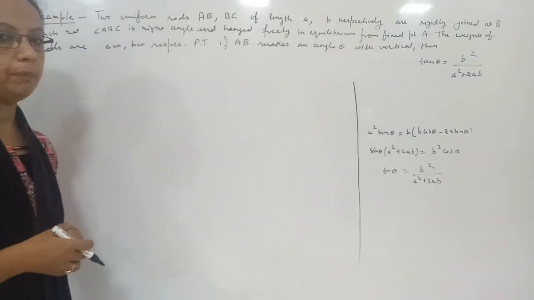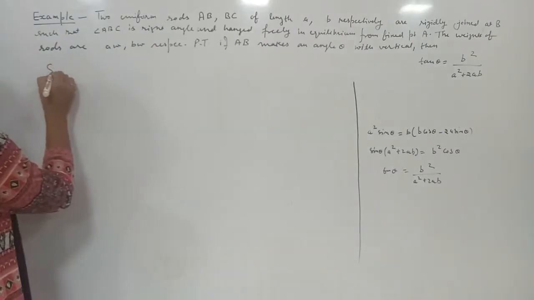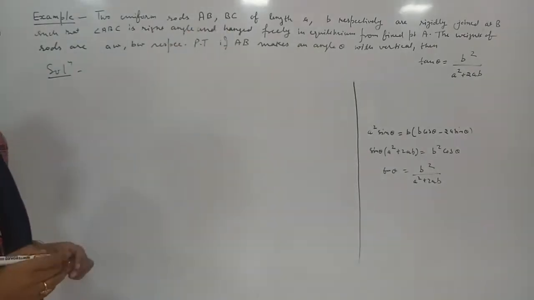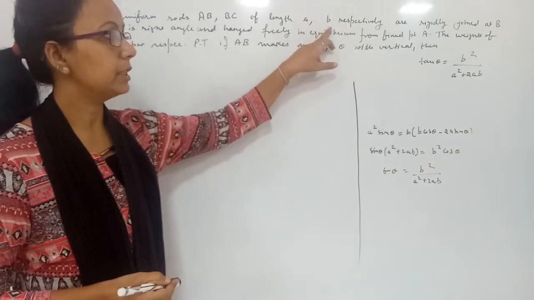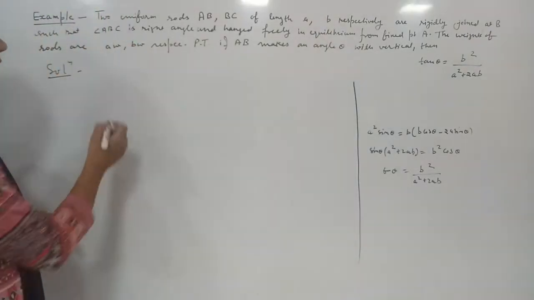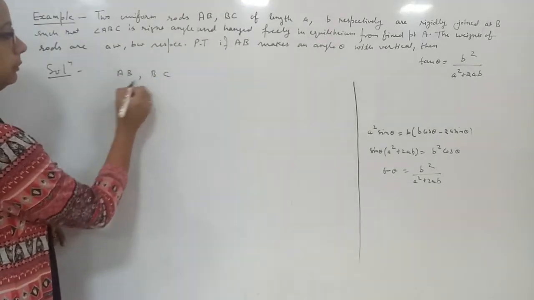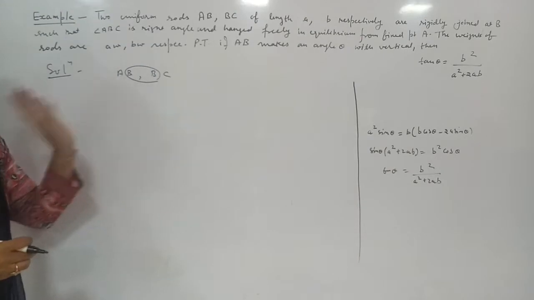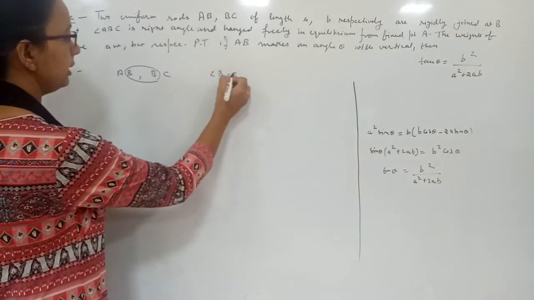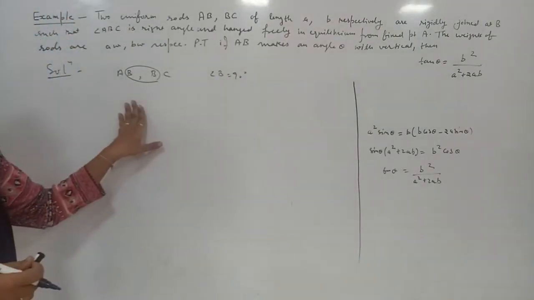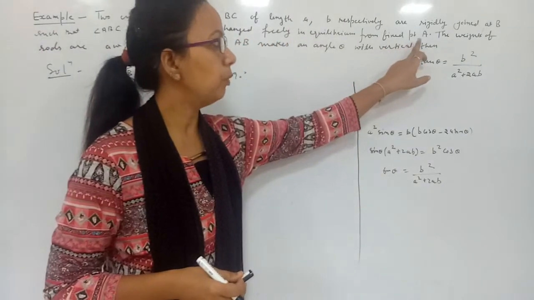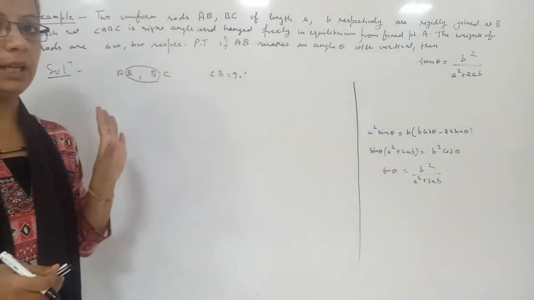So let us do one example of parallel forces. Solution. Two uniform rods AB, BC of lengths a and b respectively are rigidly joined at B. We have two rods AB and BC and they are joined at point B such that angle B is a right angle. So angle B is 90 degrees here, and this whole system is hanged freely in equilibrium from a fixed point A. We have to hang the whole system from A.